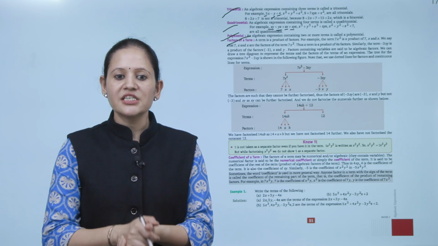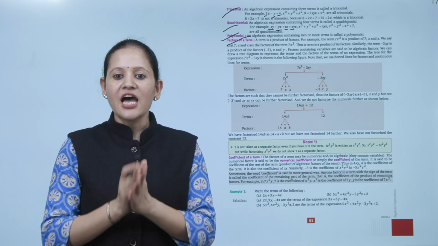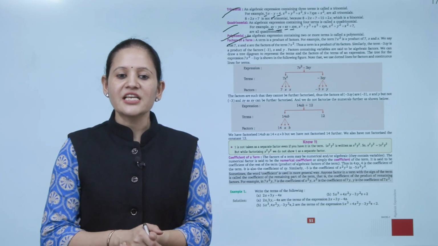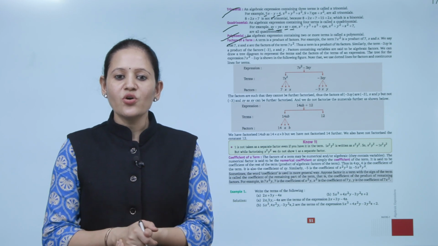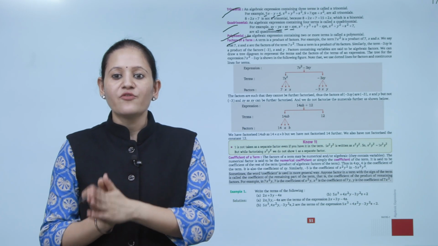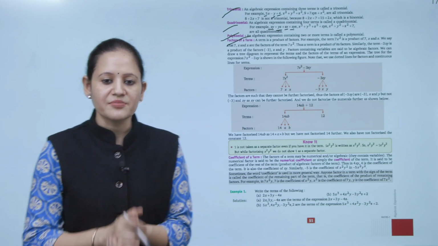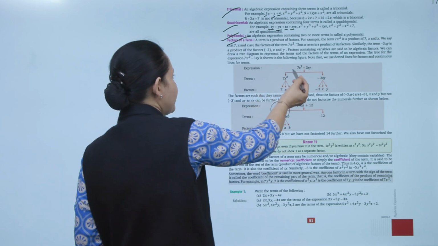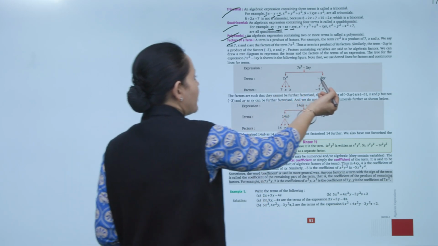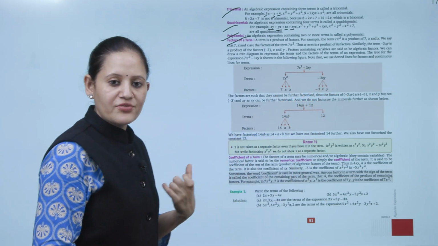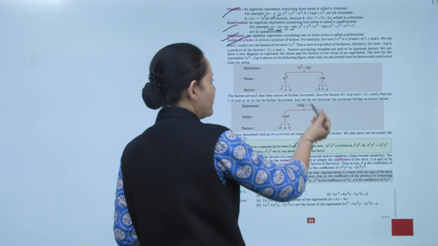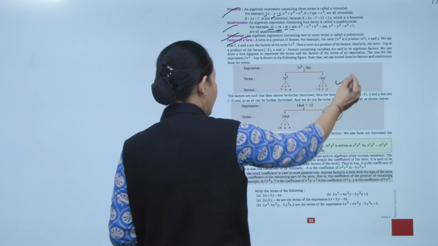We can draw a tree diagram to represent the terms and the factors of the terms in an expression. The tree for the expression 7x square minus 3xy is shown in the following figure. Note that we use dotted lines for factors and continuous lines for the terms. So in the expression 7x square minus 3xy, two terms are there, 7x square and minus 3xy. Now the factors of 7x square are 7x and x, and the factors of minus 3xy are minus 3x and y.